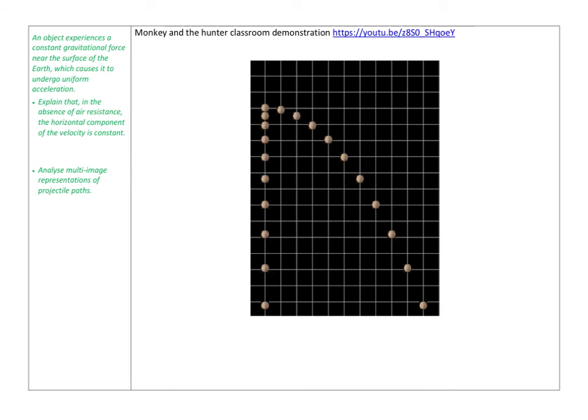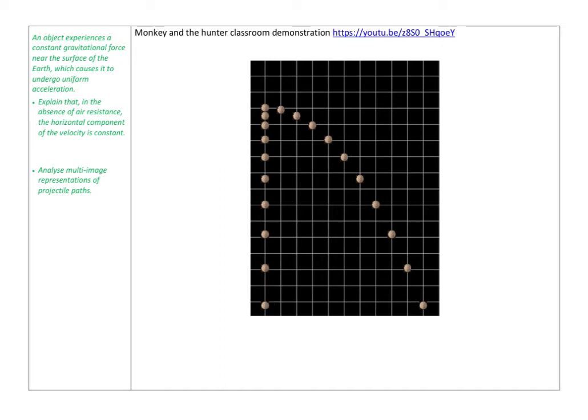So just before we finish, let's think a little bit more about how the gravitational force affects the motion of objects near the surface of the Earth. Firstly, gravity is a force, a constant force, so it causes things to undergo constant or uniform acceleration. And because it only acts in a vertical direction, gravity only affects the vertical velocity.